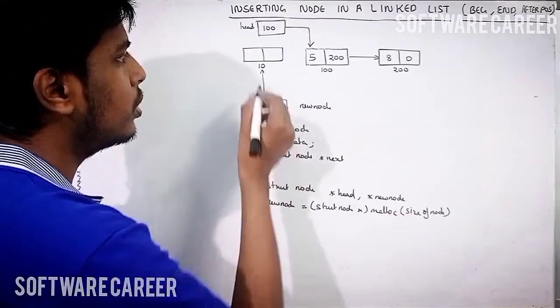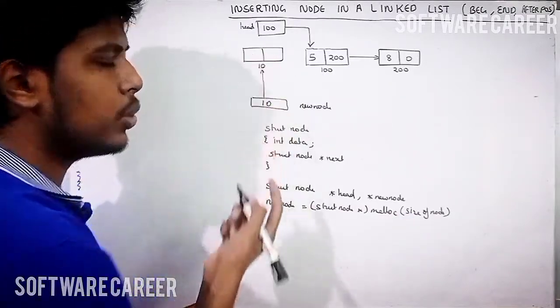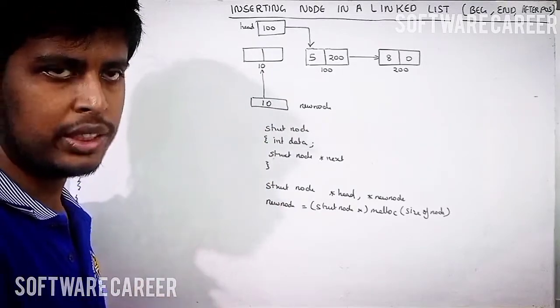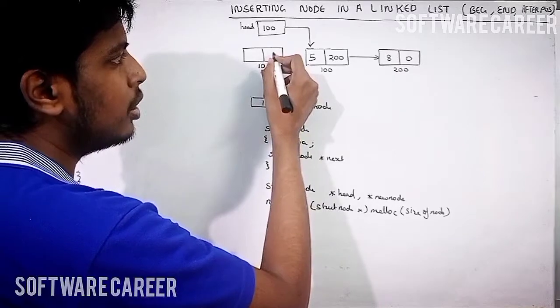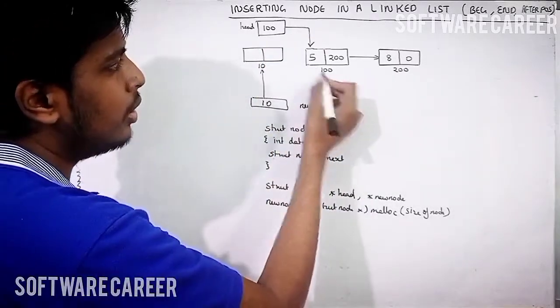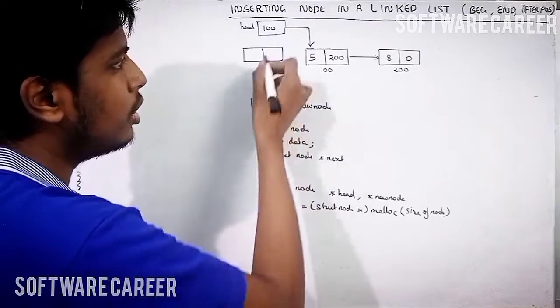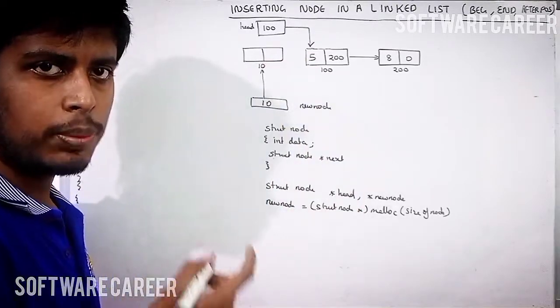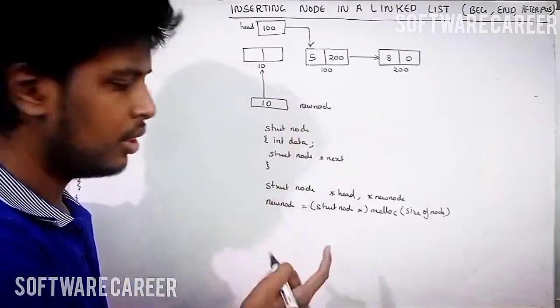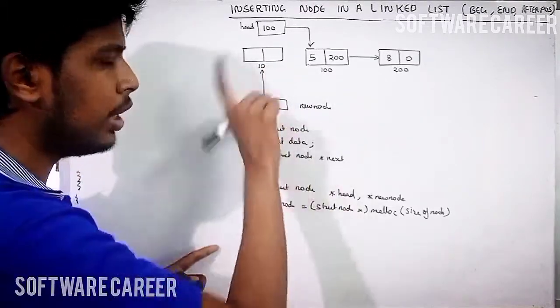What is the size of node? See, the data part is stored first. What is the data part? That is integer. Integer value takes 4 bytes. Then this is the pointer part. This pointer part stores the address of the next node. Suppose let's say 100 is stored here. So 100 is what? 100 is an integer type. So that also takes 4 bytes. So 4 plus 4, 8 bytes. So size of node is 8 bytes.